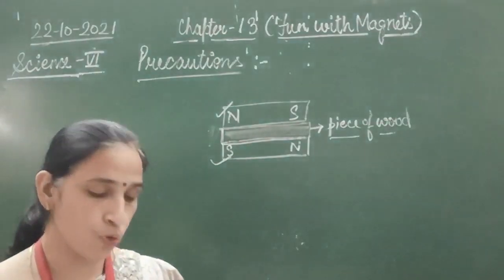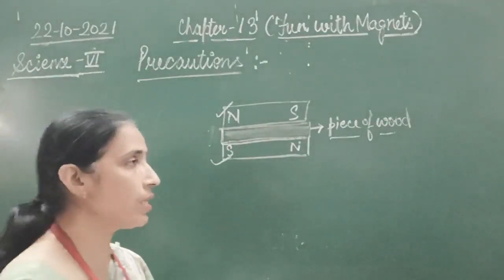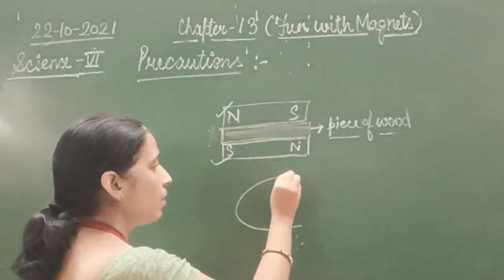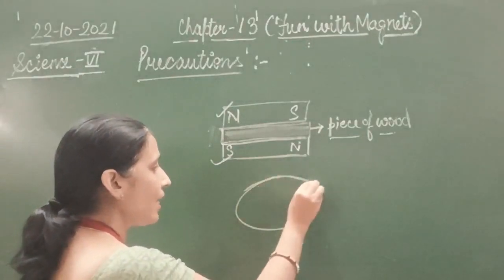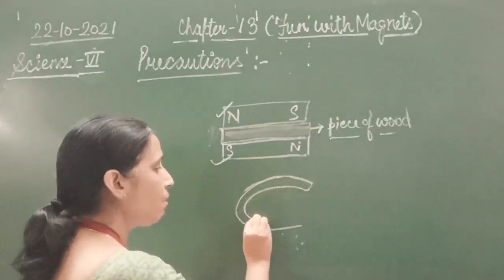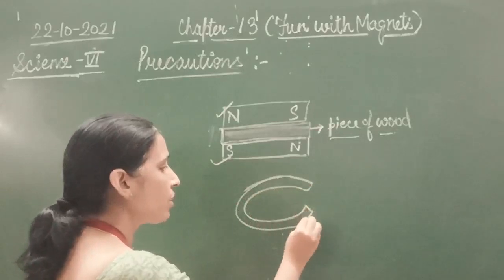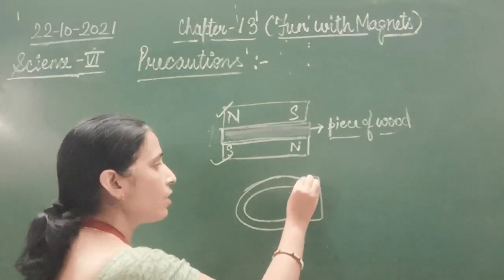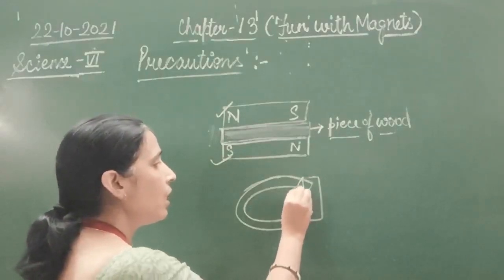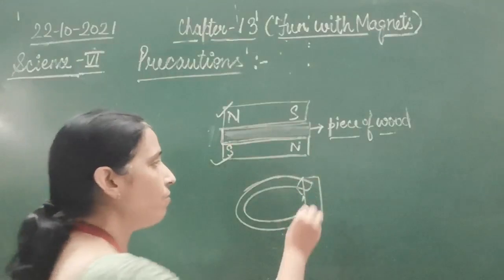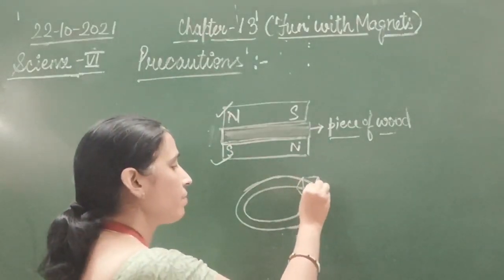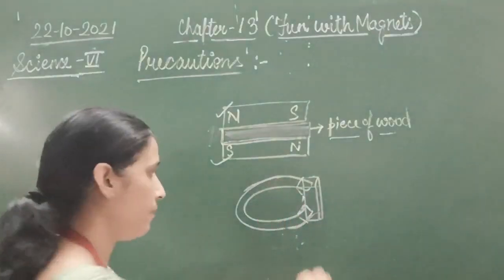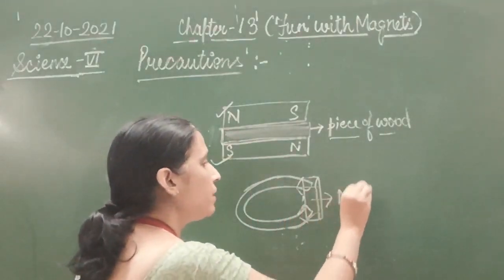Then proper storing of a horseshoe magnet is also important. Again, this kind of magnet is a horseshoe magnet. We will have a cap which is used to store this magnet. Such a cap is made up of metal, basically an iron cap.